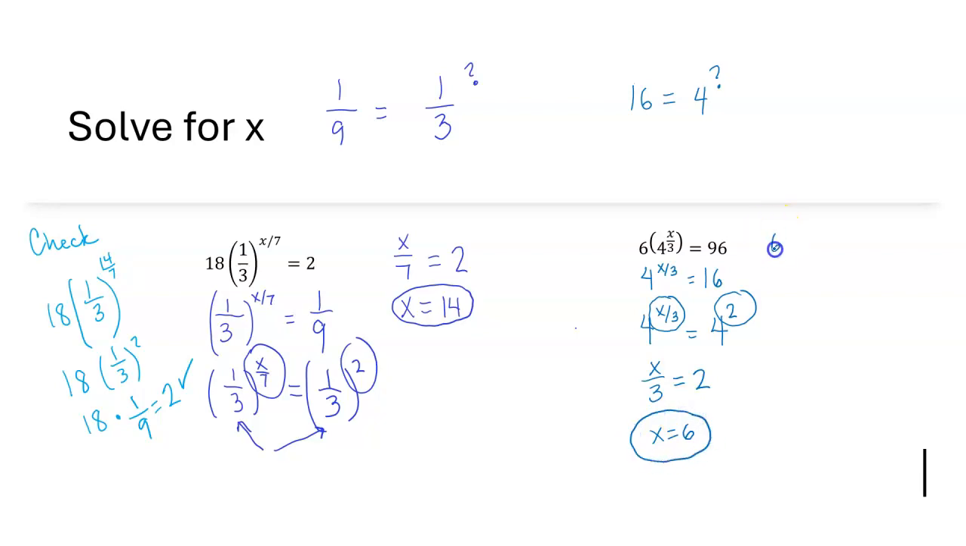If I check that one, I get 6 times 4 to the 6 divided by 3. 6 divided by 3 is 2. So I have 6 times 16, and if I check that, that is 96. So it checks out.